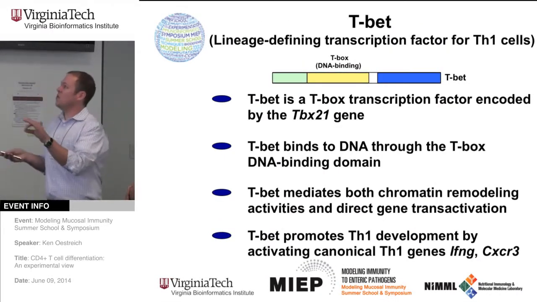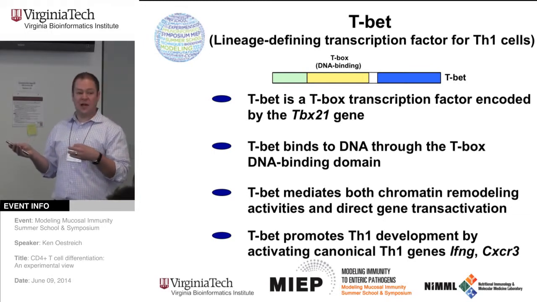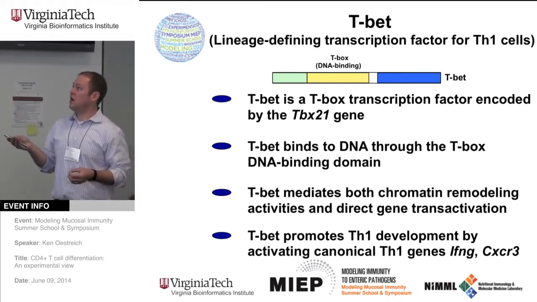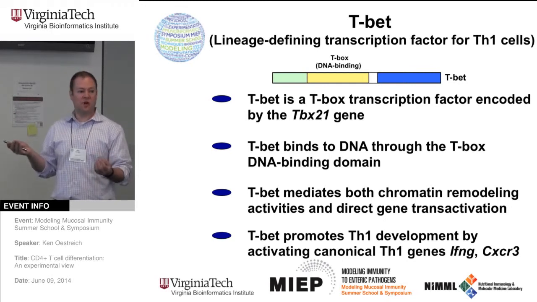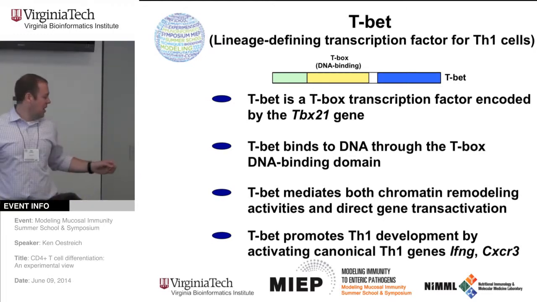So I think I've already covered TBET, but just a little bit of background information. TBET is a classical transcriptional activator. It binds to DNA through this centrally located T-box DNA binding domain in a sequence-specific fashion. Once it binds, it remodels chromatin structure and can directly transactivate Th1 genes like interferon gamma, CXCR3.